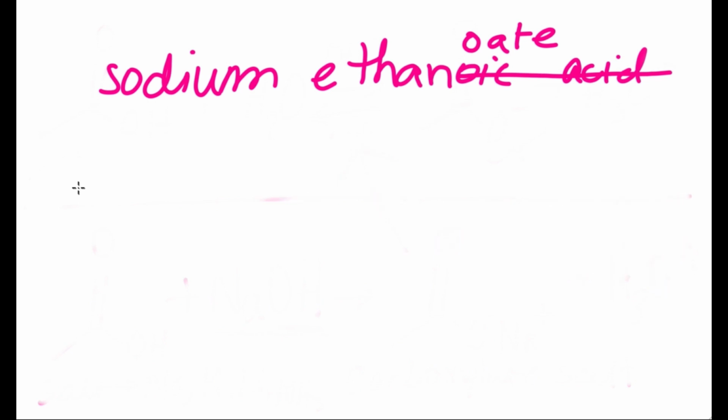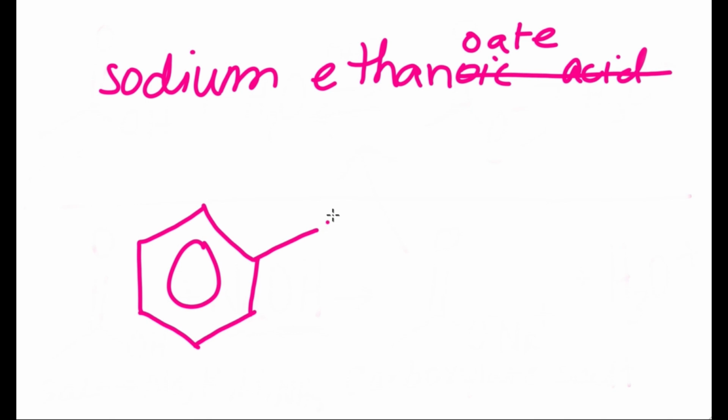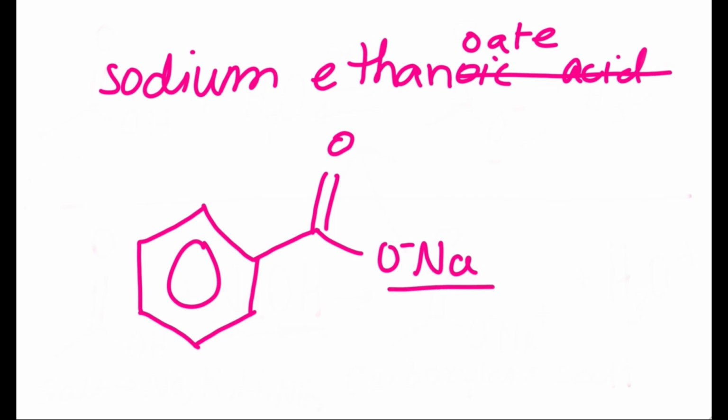If instead of that ethane, we had, say, a benzene ring with that carboxylic acid group, the carboxylic salt thing going on, that is going to be sodium benzoate.